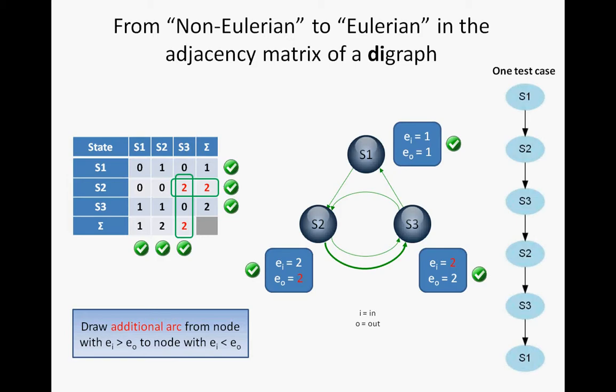We now see that the state diagram is completely covered, and we were able to cover it in one single test case because we added an additional edge, and by that we made the underlying graph Eulerian.